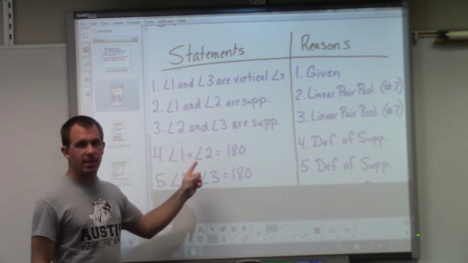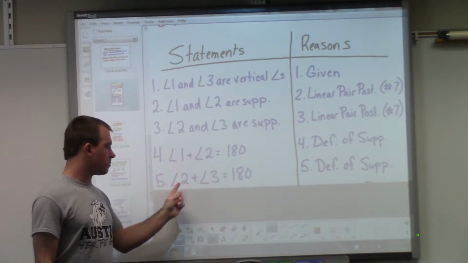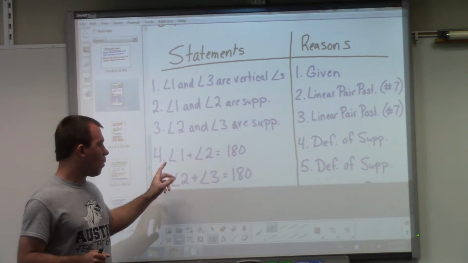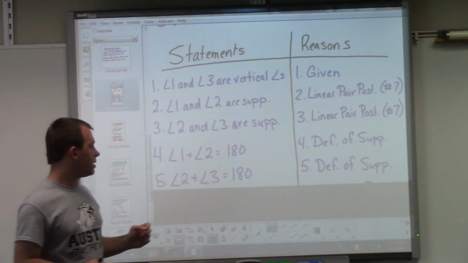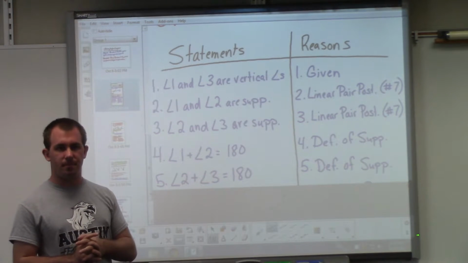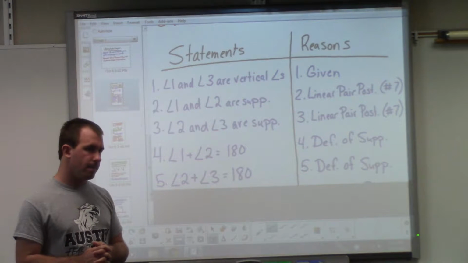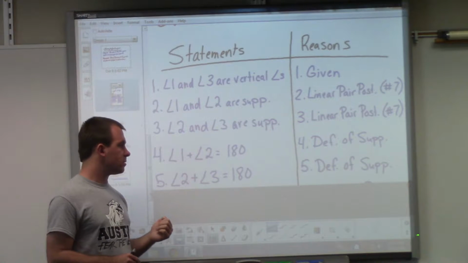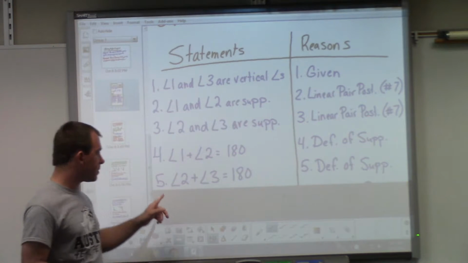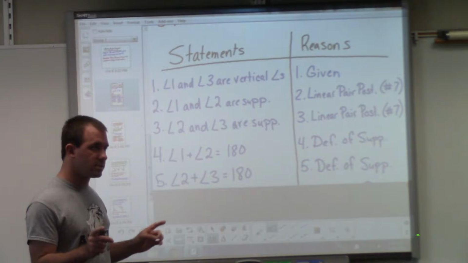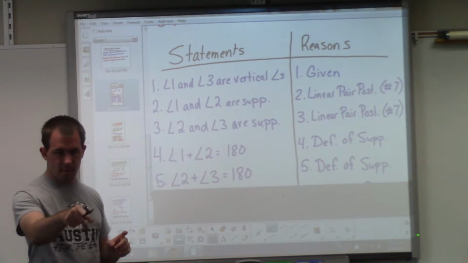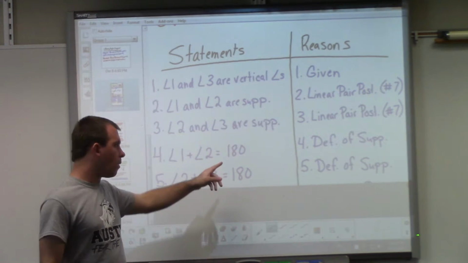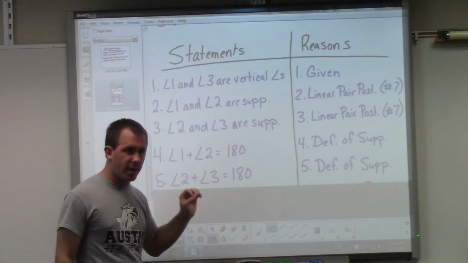We have angle 1 plus angle 2 equals 180. We have angle 2 plus angle 3 equals 180. What can we do with that? What is there to be done? Okay, so what do they both share? Yes, they both have angle 2 in it. Good job. What else do they share? Yes, they both have 180. Notice the 180 is by itself in both cases.